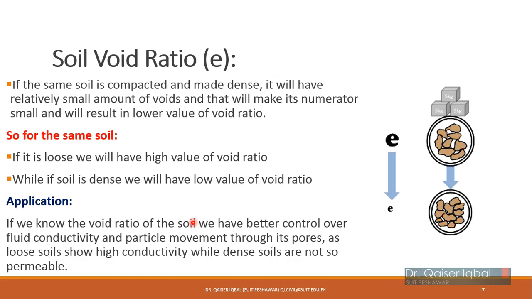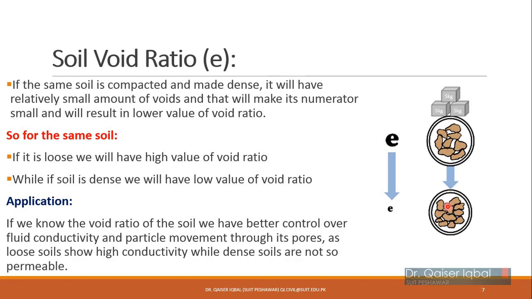Now some discussion about void ratio. If the same soil is compacted and made dense, if you take a soil which is in loose form and you compact it to higher density, what you are basically doing over here is reducing the volume of voids. So when you reduce the volume of voids, it will get into a denser packing, which you can see over here. However, the volume of soil solids will remain the same.